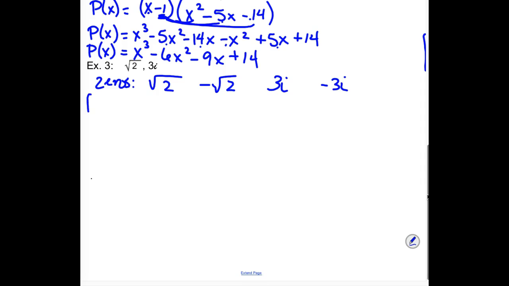So now my factors, if the square root of 2 is a 0, then x minus root 2 would be the factor.